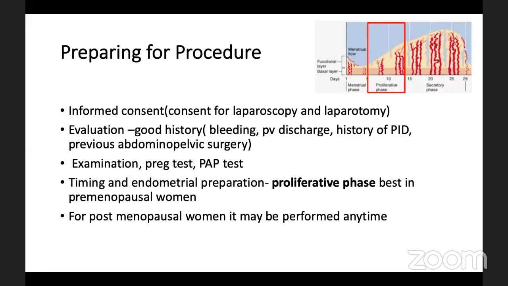It doesn't mean that if she's in the secretory phase, you can't still do it, but sometimes the endometrium can be quite active such that that thickening may sometimes appear like polyps. So the best time in a premenopausal woman may be in the proliferative phase. And for a postmenopausal woman, really any time is doable.